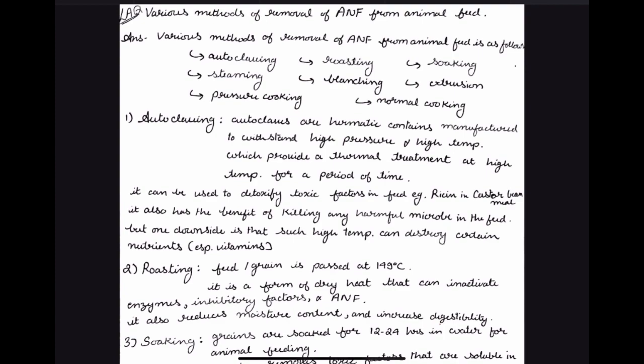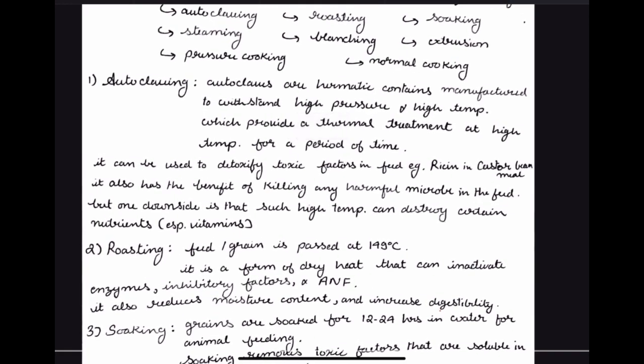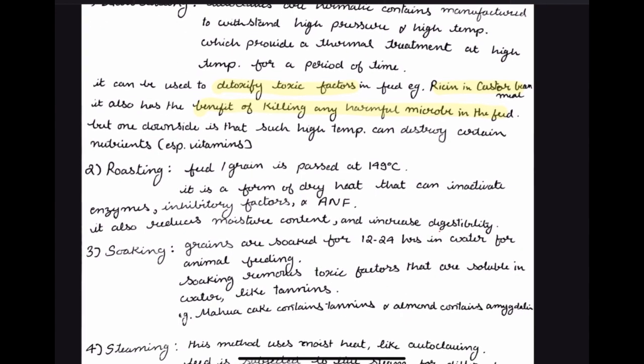Okay, so we have autoclaving. So if you have studied microbiology, you know what autoclaving means. It is a moist heat. Okay, basically we use steam along with pressure, and it is useful for detoxifying toxic factors in the feed like ricinin in castor bean meal. This is important. Then it also has the benefit of killing any harmful microbe in the feed. Okay, but the one downside is that it can degrade the temperature sensitive nutrients like vitamin C or some other vitamins.